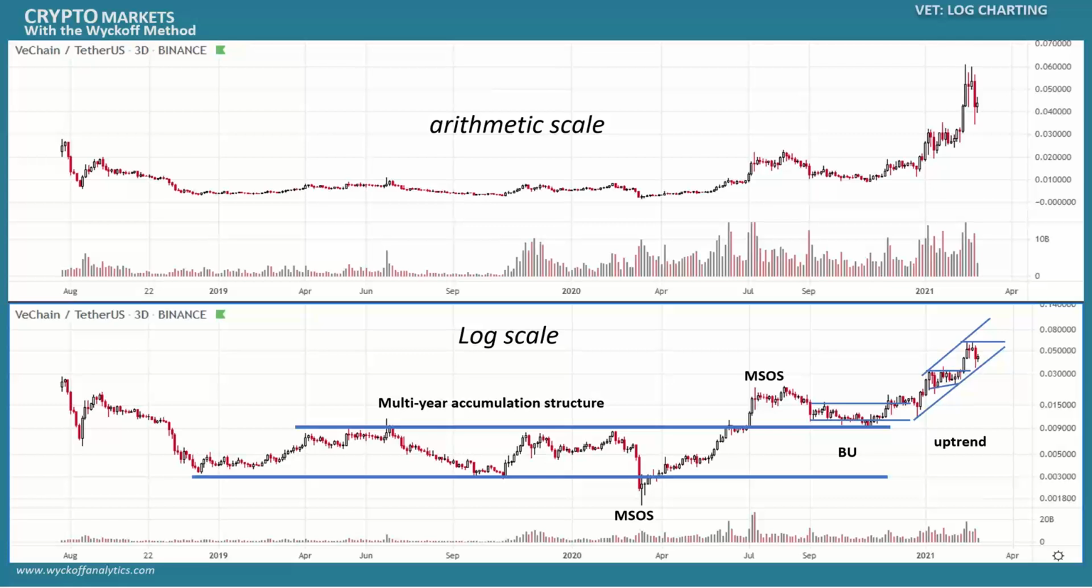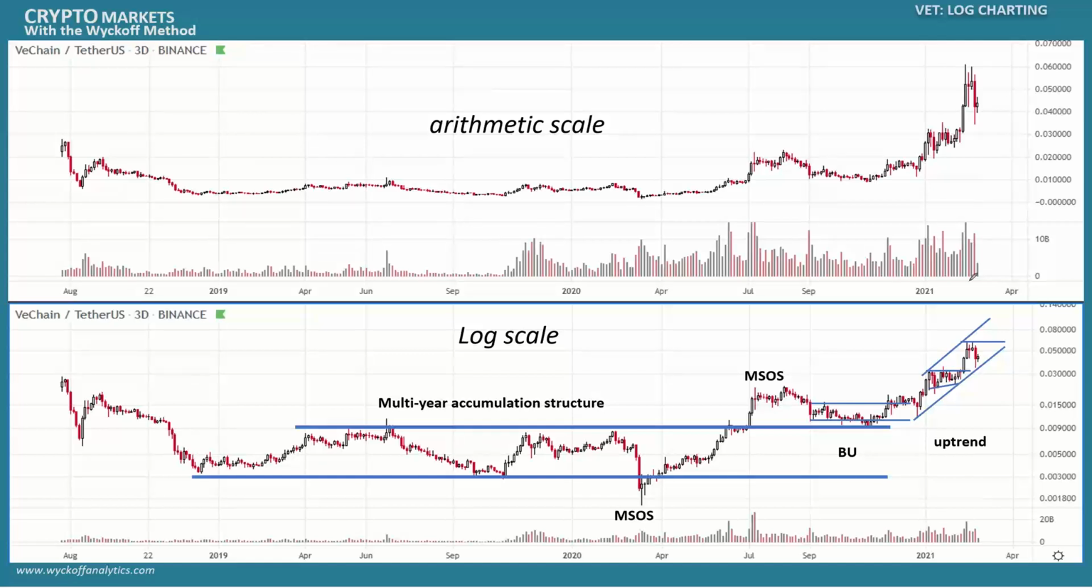So this was a submission by our community. And we see here 2 charts, the same asset, arithmetic scale, and then log scale. And I always recommend to look at both charts because especially low caps and illiquid assets generally have logarithmic scale. So what do we see here?